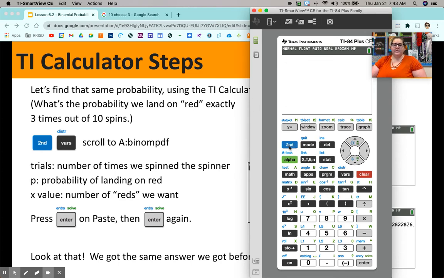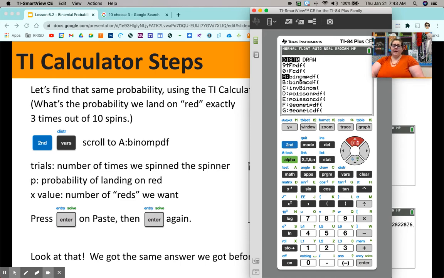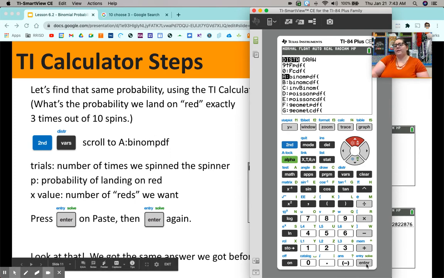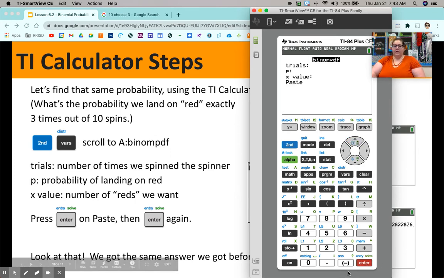The way I do this is I'm going to push the second button on my calculator, and click the button that says VARs, which is right underneath the arrows. Then I'm going to scroll up. I'm looking for the word binom, for binomial, and it's towards the bottom, so I like to scroll up. You'll see we have 2 options. Right now we're going to use binom PDF, and we'll talk about the difference between those 2 later.